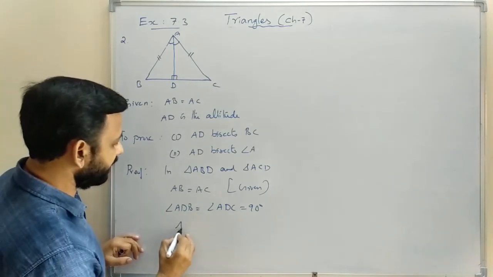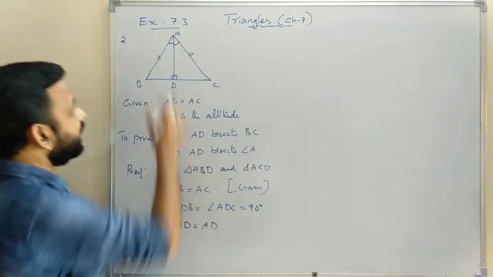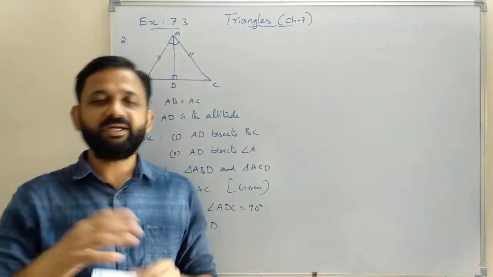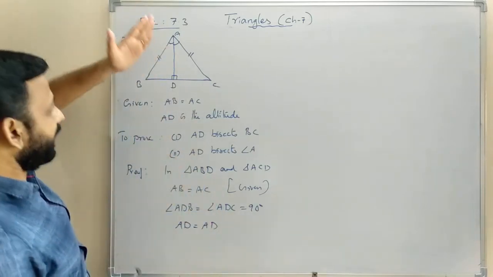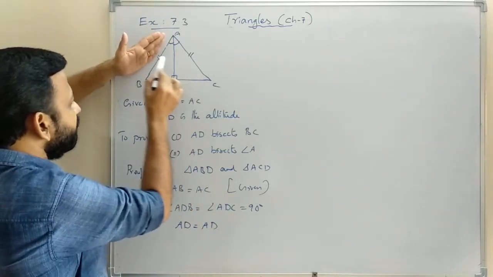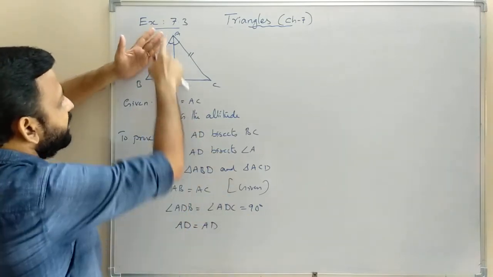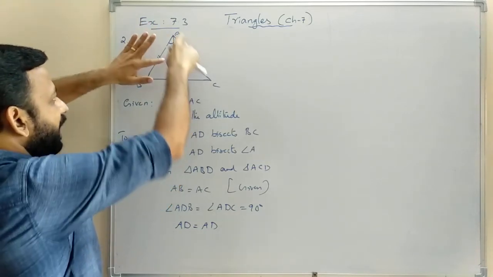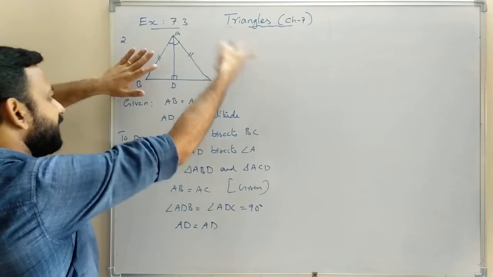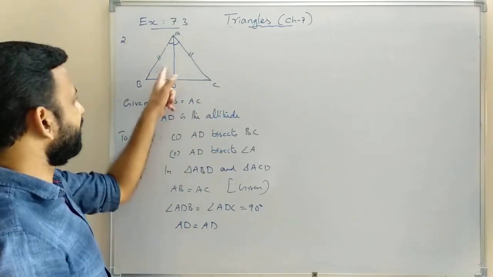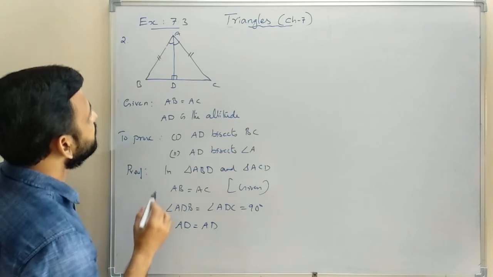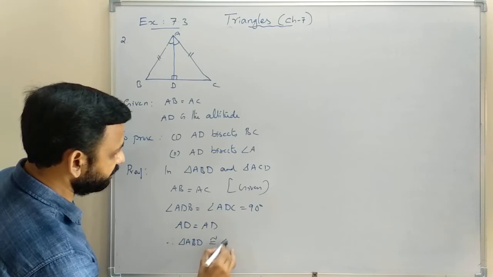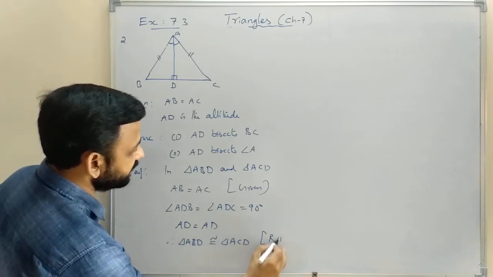Then AD equal to AD, common. Side AD of this triangle equals AD of that triangle. So here we are comparing two right triangles: the hypotenuse and one side of this right triangle are equal to the hypotenuse and corresponding side of that right triangle. So the two triangles are congruent by the RHS theorem. Therefore, triangle ABD is congruent to triangle ACD by RHS theorem.